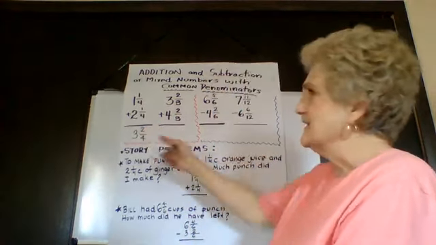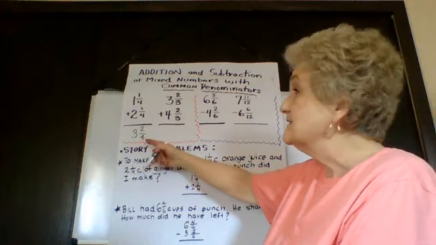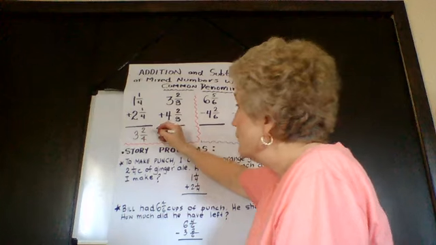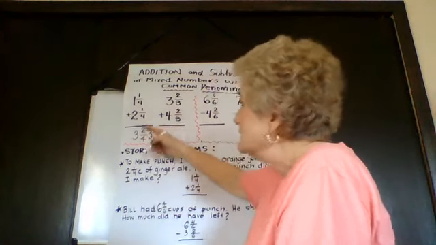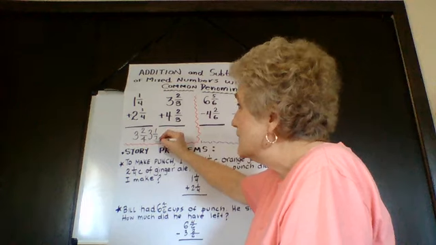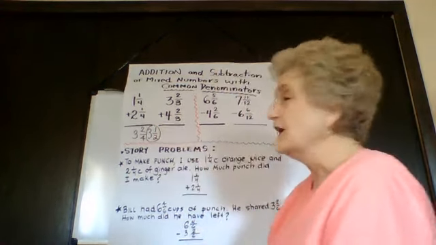But now we have to ask ourselves, is that in lowest terms? I know 2 and 4 are both even, so let's divide the top number and the bottom by 2. And don't forget to move over this 3. 2 divided by 2 is 1. 4 divided by 2 is 2. So the reduced or simplified answer for this problem would be 3 1/2.